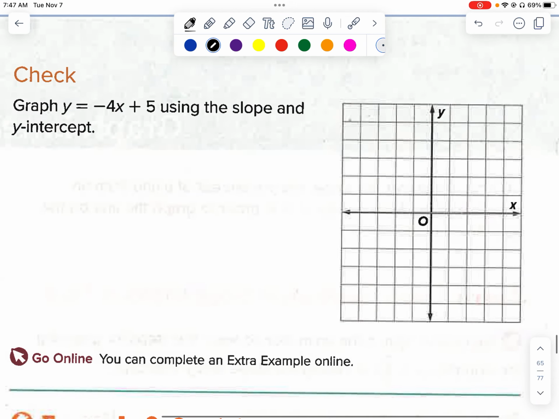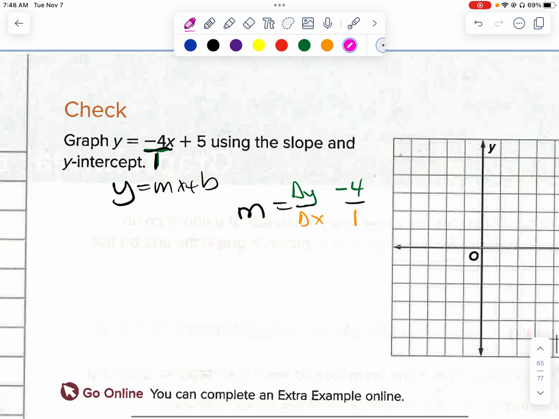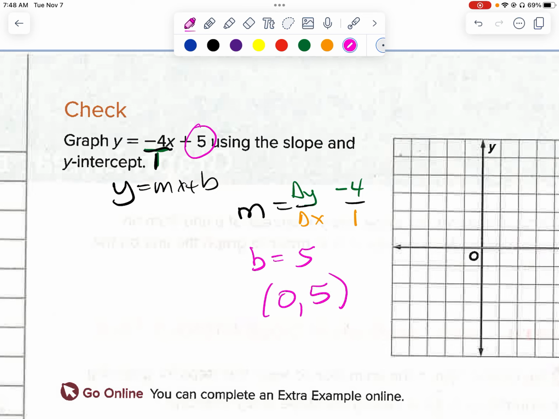Okay, so here we go. We look at this. Again, we have y equals mx plus b, where the m value is the change in y, which is, remember, this is over 1. This is over 1. So the change in y would be the negative 4. And the change in x would be 1. So then we have, this is our b value. So b is equal to 5, which is the point 0, 5.